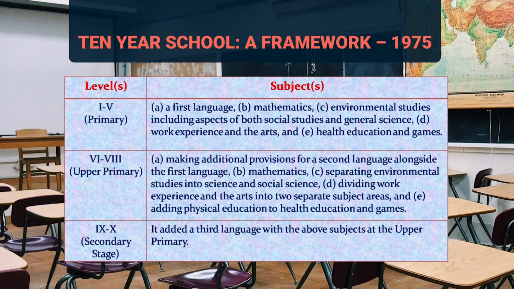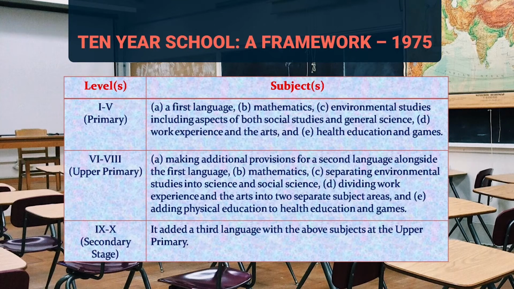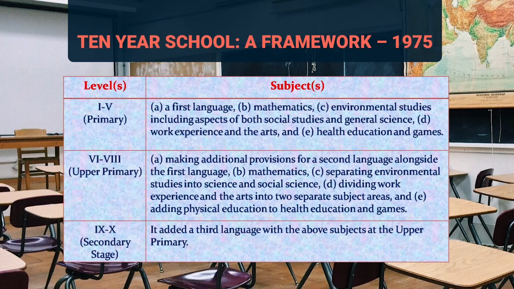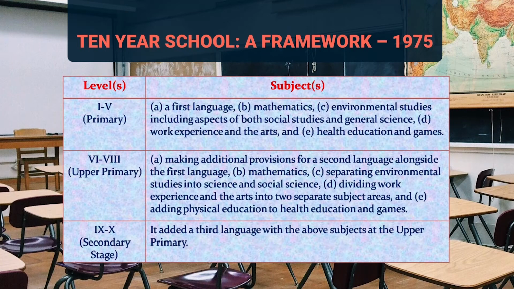And to talk about the subjects included in the upper primary stage, making additional provision for a second language along with the first language. Okay. In the primary level only the first language had been included, and in the upper primary stage one additional language, in the name of second language, was recommended to be included.